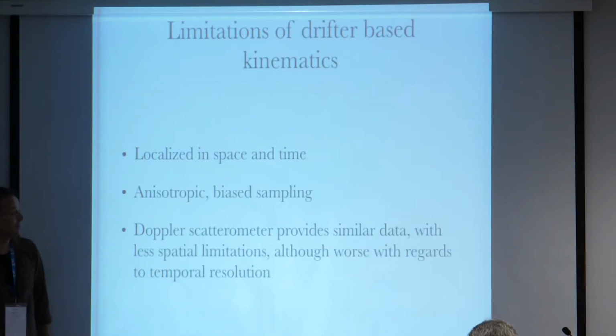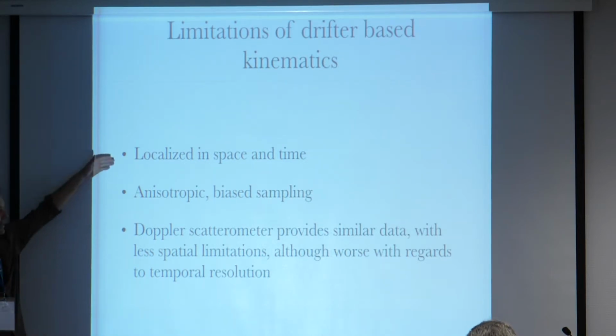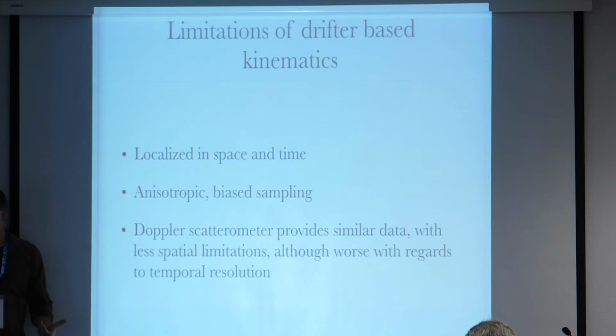Of course, drifters are limited in their approach in the sense that it costs a lot of money to deploy them, and eventually they die. And so they're limited in space and time. You cannot cover the whole ocean, even though Argo is doing a good attempt. At these scales, you cannot do that. The second one is that they sample the ocean very anisotropically, because drifters tend to go where the divergence is negative, and so they tend to collect in lines. Scatterometer, on the other hand, provides spatially unbiased and much better coverage, but of course it doesn't have the temporal resolution of these drifters.